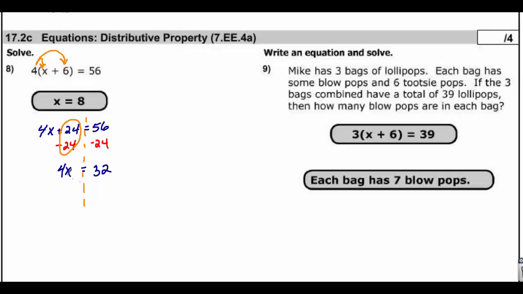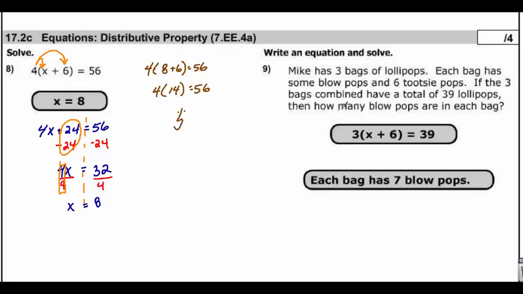Divide by the coefficient. Divide by the 4. There's my big 1 right there. And I end up with x is equal to 8. I can check that to see if it's true. Does 4 times 8 plus 6 equal 56? Yes, 4 times 14 is equal to 56.